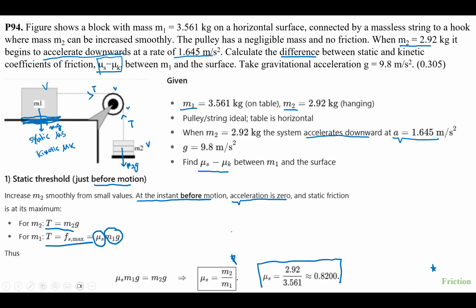Note what we have done. In the static threshold, just before the motion, there should be no acceleration. So T and the gravitational downward force should be matched together, as well as the tension should match with the frictional force, which is the static one. Okay, these are the two requirements, and from this you get mu s. Okay, that was one thing.